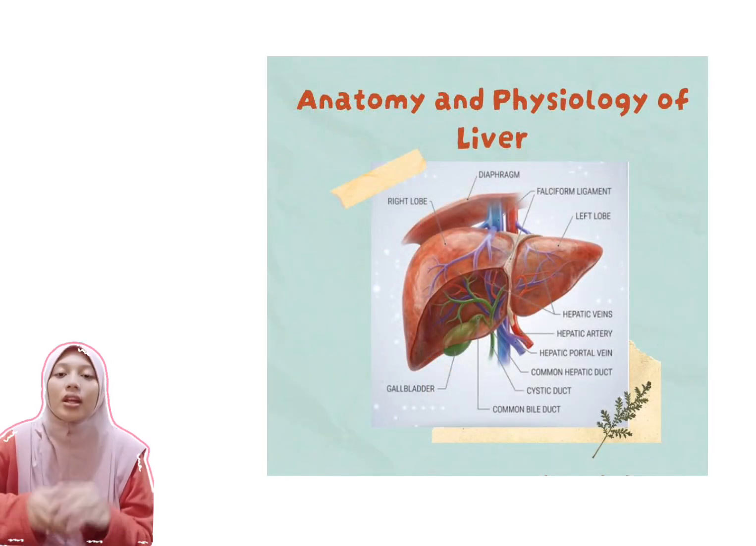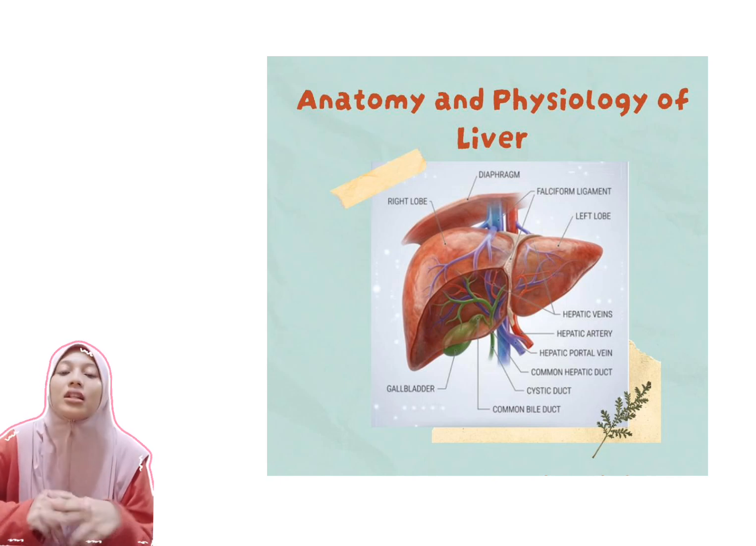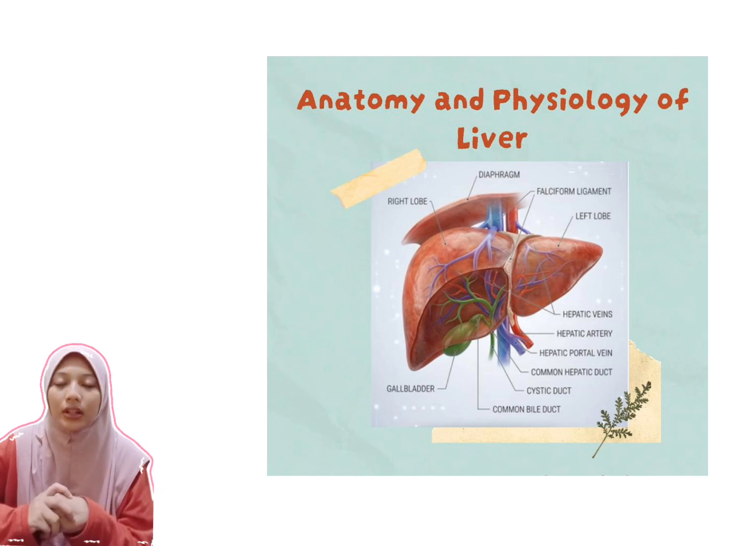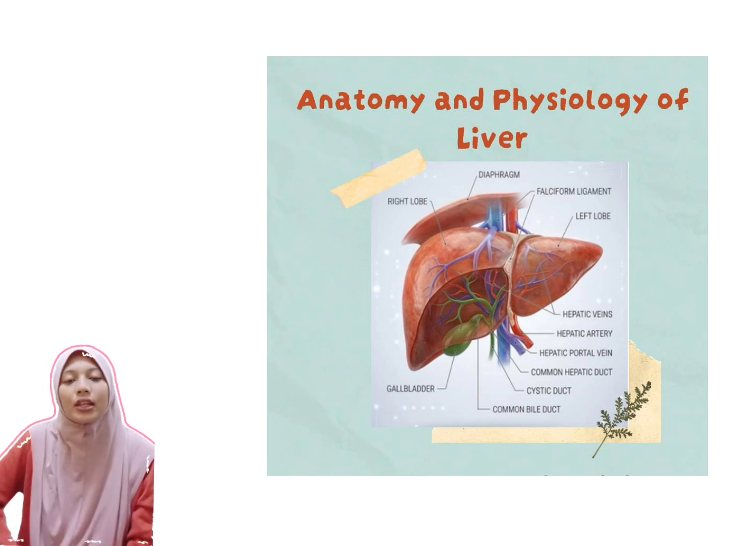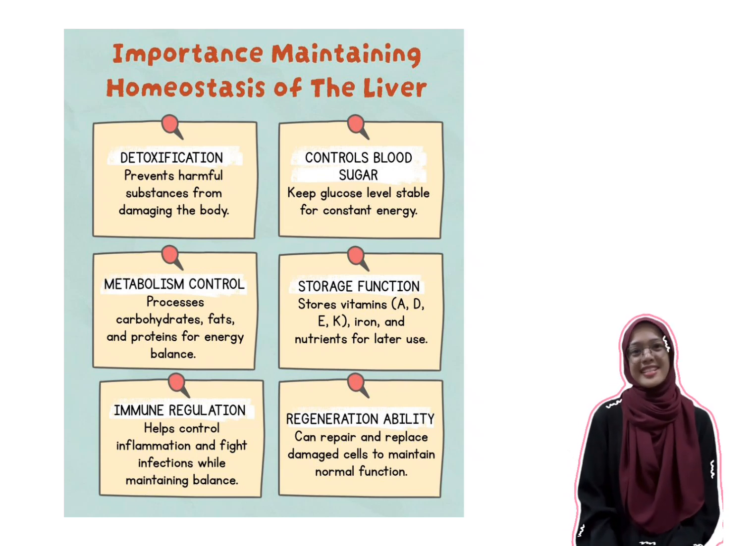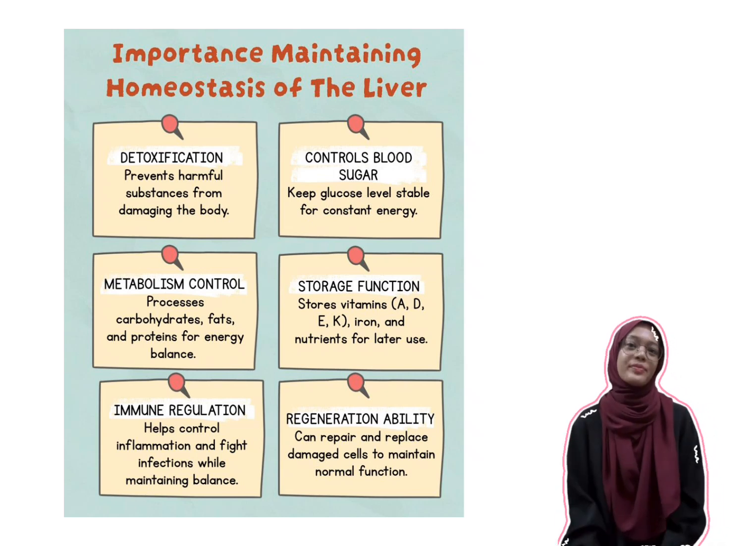In addition, the liver produces a substance called bile. Bile is important for digestion of fats. It flows through small tubes that we call bile ducts, and it's stored in the gallbladder before being released into the small intestine.